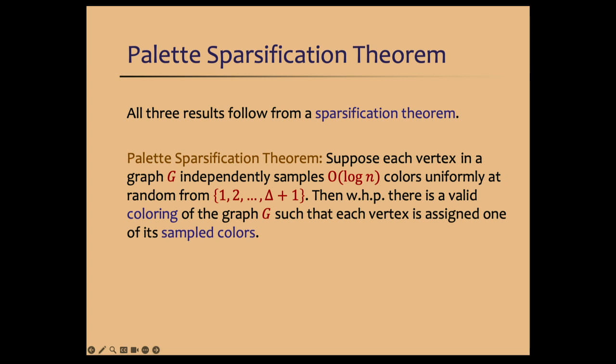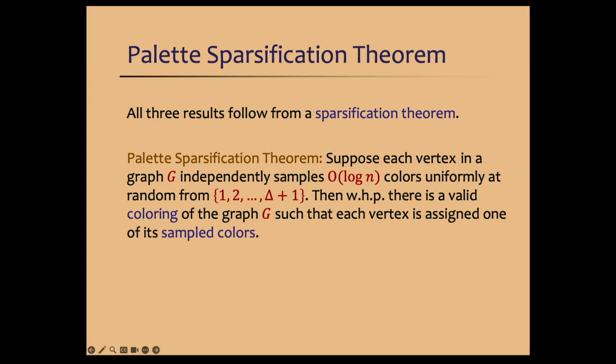Suppose each vertex in your input graph independently samples order log n colors from 1 through delta plus 1. Okay? No coordination, no looking at the edges of the graph. Then with high probability, there is a valid coloring of your input graph where each vertex will be assigned only one of the order log n colors that it sampled.